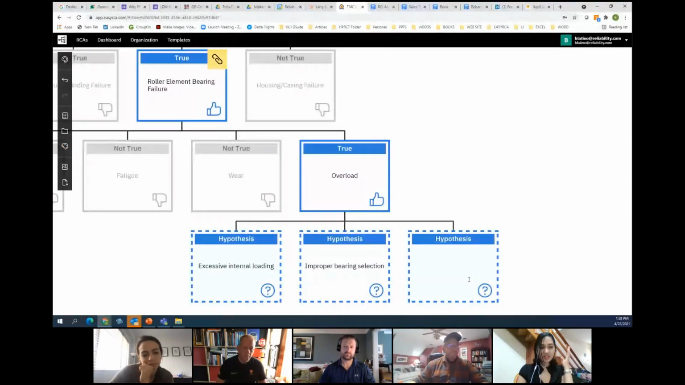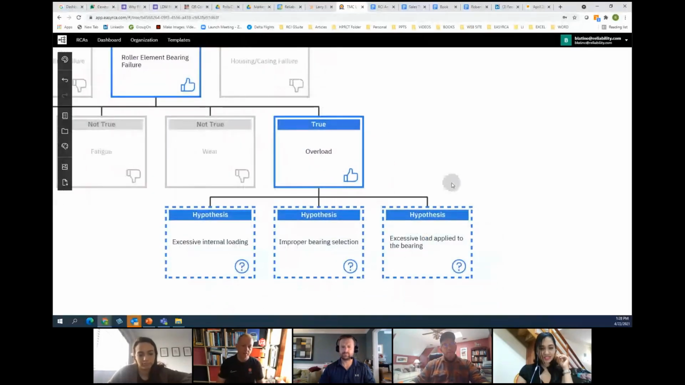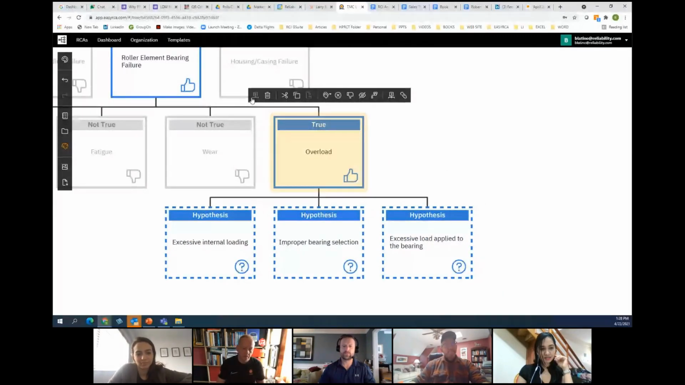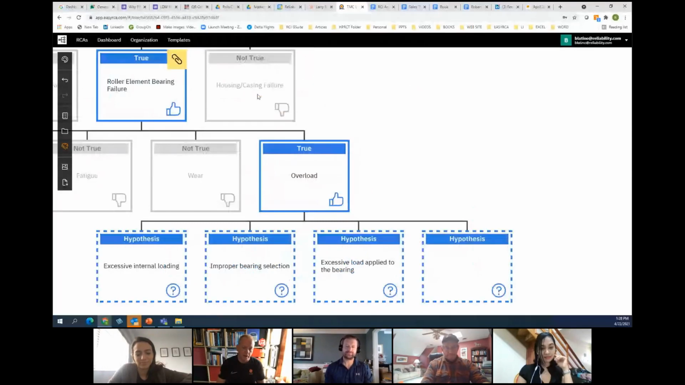Well, if it's an overload thing, what if we overloaded the bearing itself? Like, we had an excessive load on the bearing. You've got a fan as a unit, so it could be that you've got damage to the fan. Good call, Andy. Cracked blade or missing blade. All of a sudden you've got imbalance going on, which can overload.